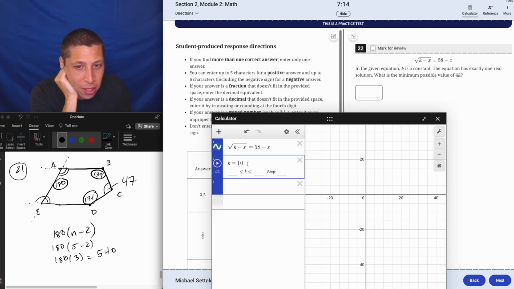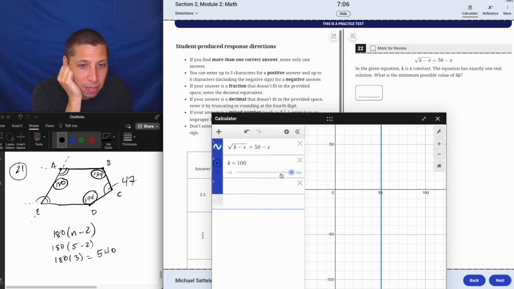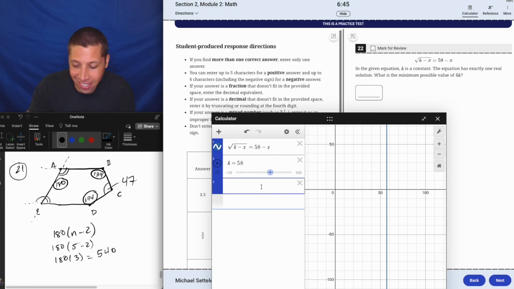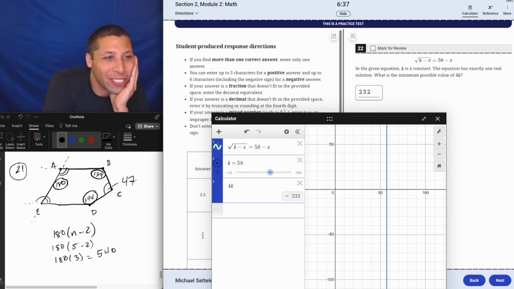So I have no solutions. So let's just make it 100. I still have, oh, there's something. Oh, and it pops away there. So 58, it looks like we have a solution. 57 or 55, we don't. 56, 57, okay. So my gut says 58 times 4 is the answer. So 4k is 232.